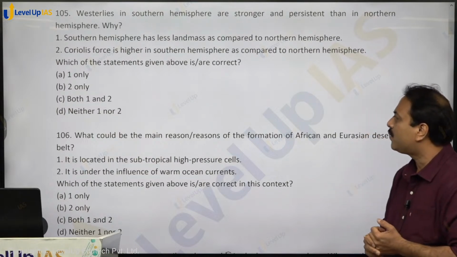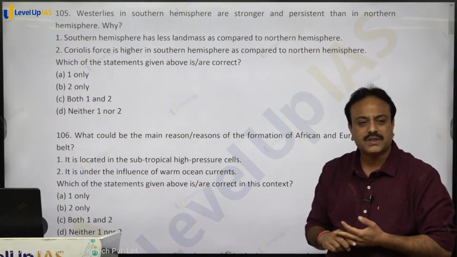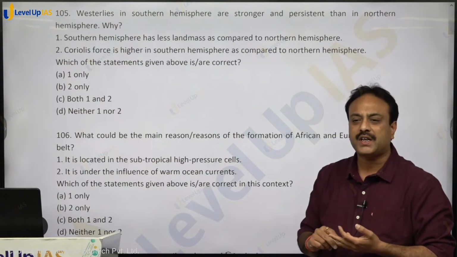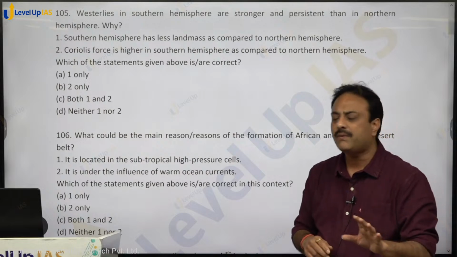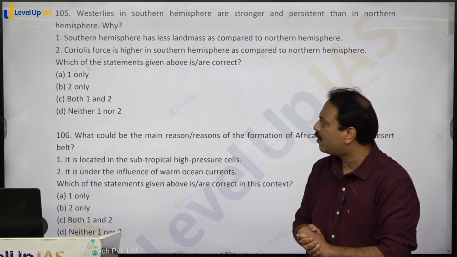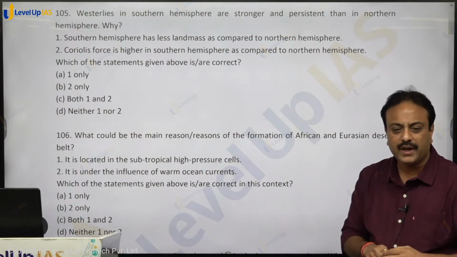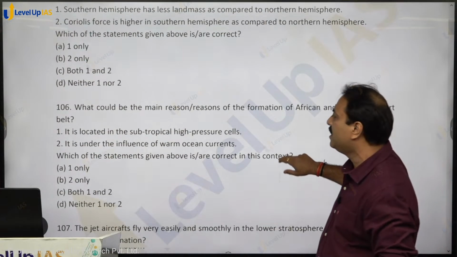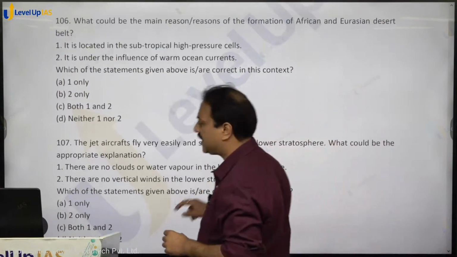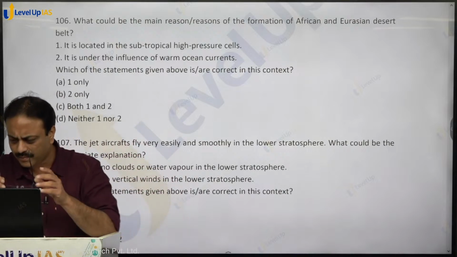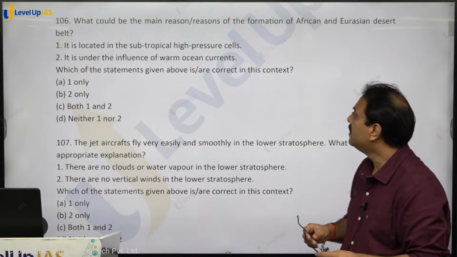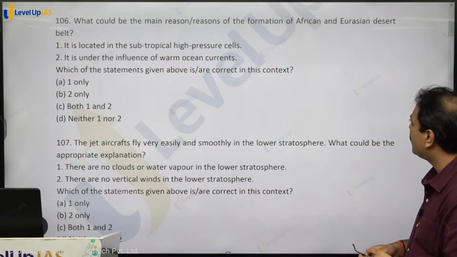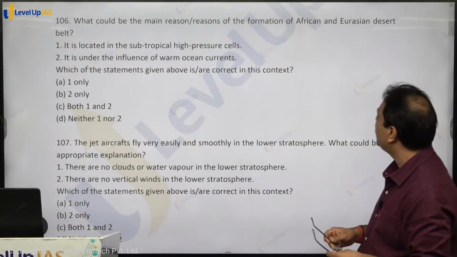So statement 1 is correct. Statement 2, Coriolis force is higher in the southern hemisphere. Coriolis force is equally distributed. It depends upon rotation. It has nothing to do with hemispheres or any type of landform or relief feature. So statement 2 is wrong. Statement 1 is correct. So 1 only, option A for apple, shall be the right answer. Question number 106. What could be the main reason or reasons for the formation of the African and Eurasian desert belt?